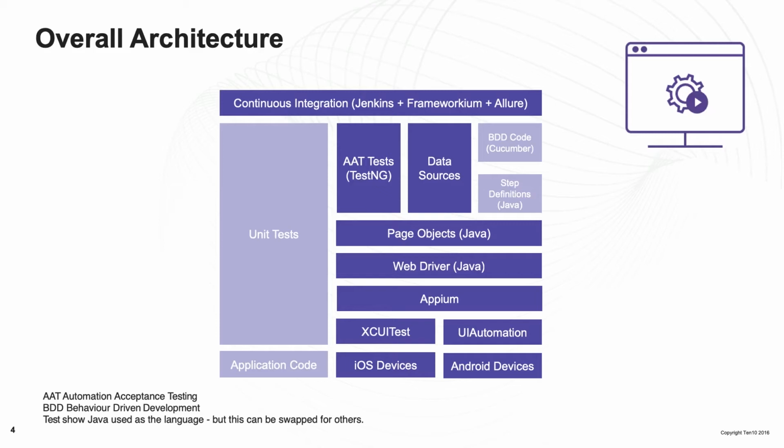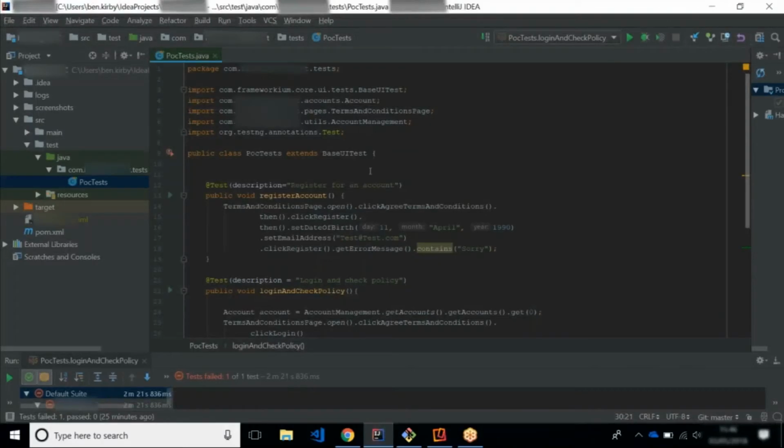As we're running through it, please try to keep in mind the diagram on this slide, as each step in the demo relates directly back to a box on this diagram. Let's dive into the code then. So here on the screen you can see that we have the tests written in Java.